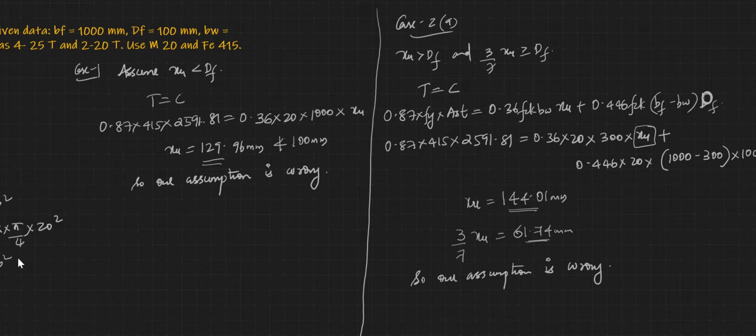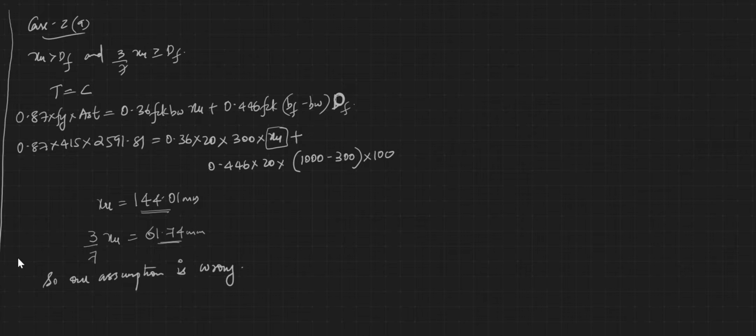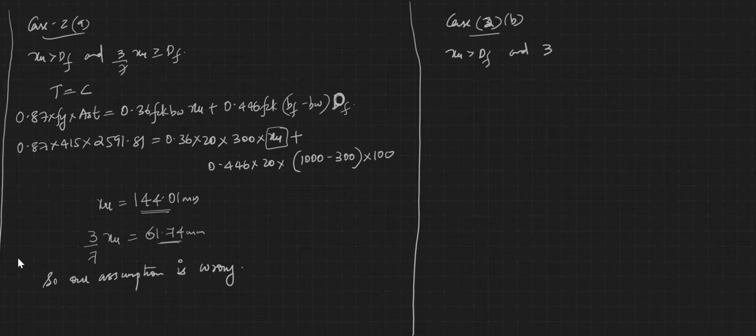So which means we need to move to the third assumption, and that will definitely get satisfied. The third assumption here is case 2B, that is XU is greater than DF and 3/7 XU is less than DF. Here, as the code suggests, as we have seen in the detailed analysis, there requires a modified depth of the flange, that is YF, where YF is given as 0.15 XU plus 0.65 DF.